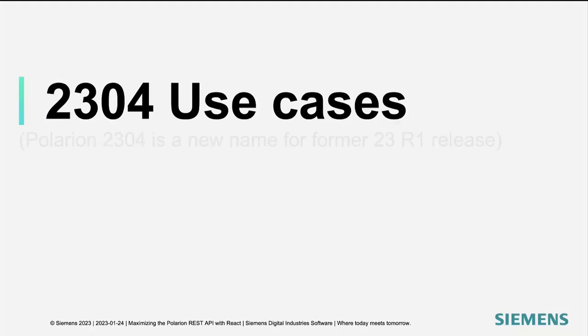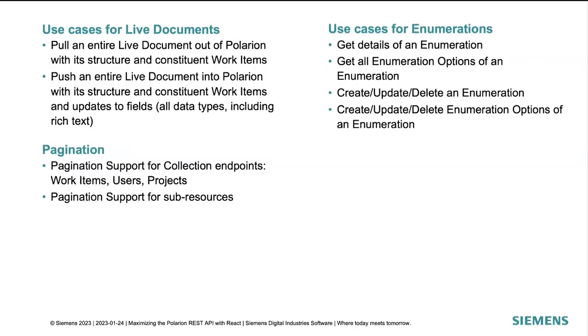For the future releases, here you can see 2304 use cases. We've changed the naming of our releases. The 2304 was formerly known as Polarion 23R1. Now 23 refers to the year and 04 refers to the month where we are targeting the release. So for the next release that will come in April, we are focusing on three big topics.